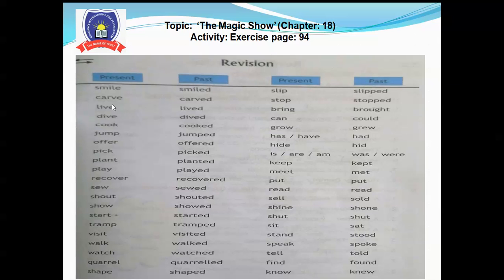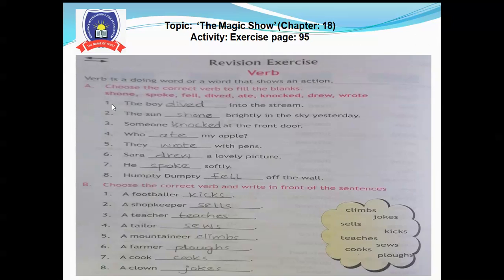Okay students, this is your verb revision. You have to learn them. Now moving to the next page, that is page number 95. Open your book page number 95. Here is another revision exercise given. It's also about verbs.